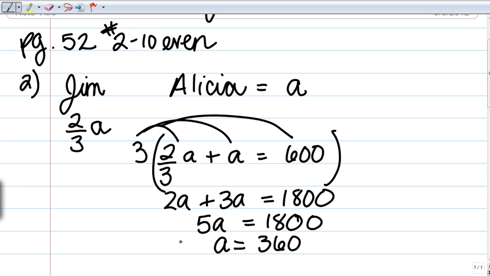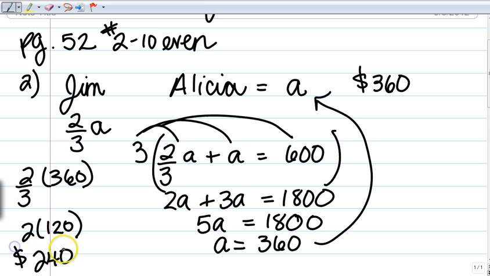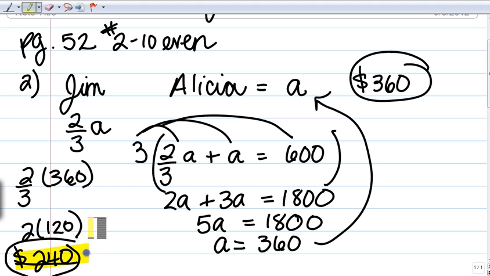So the question was, what does each person make? Well, we know that this is hers. So Alicia, she makes $360. And Jim, he is going to be 2/3 of that. So I'm going to have 2/3 times 360. Well, 3 goes into 360 120 times. And 2 times 120 is 240. So Jim is 240 and Alicia is 360. And that's the answer for both of those.